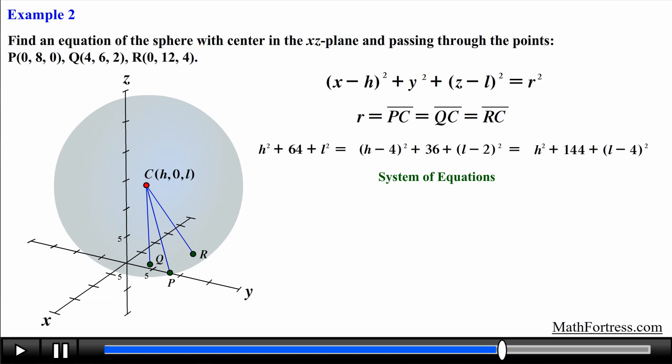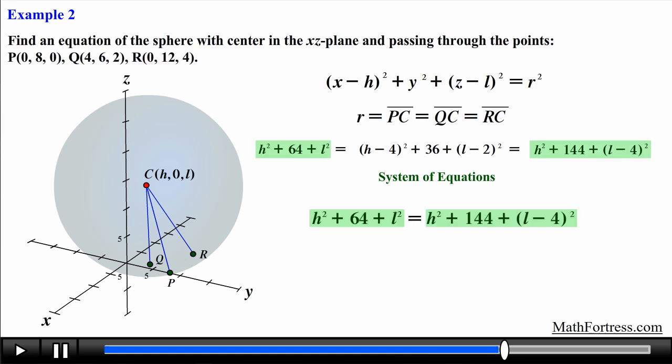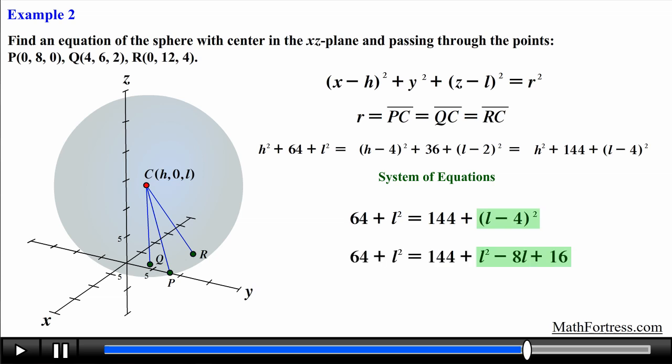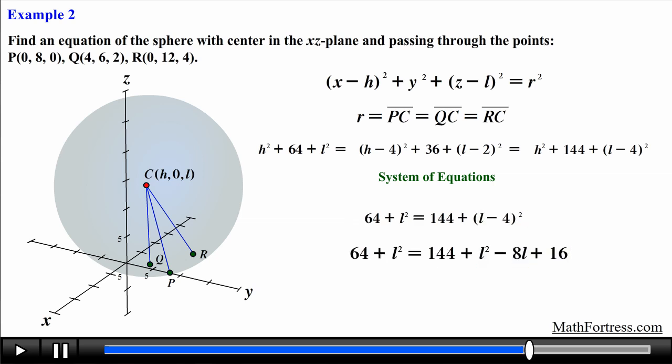Let's start by equating the first expression with the third expression. Let's avoid using the second expression for now, since it contains two binomials squared. We want to work with the simpler expression first. Notice that when we equate the first and third expression, we can eliminate the h squared term, since it appears on both sides of the equation. Next, let's go ahead and expand the binomial squared. Doing that, we have the following.